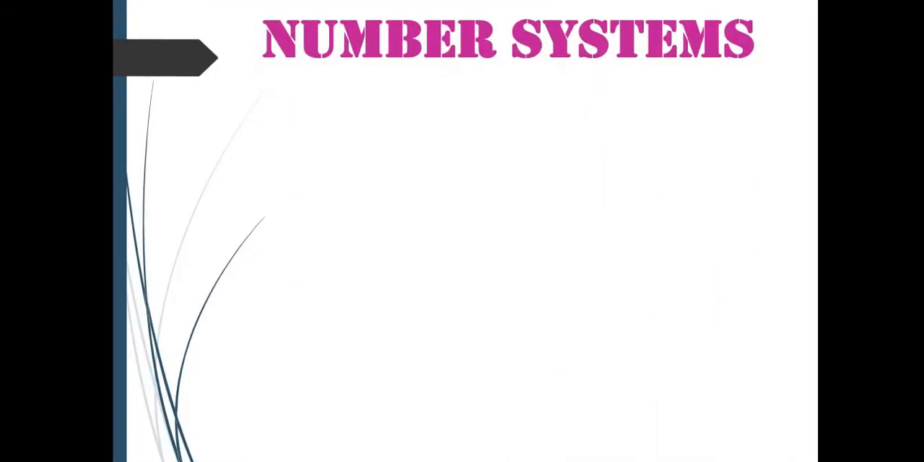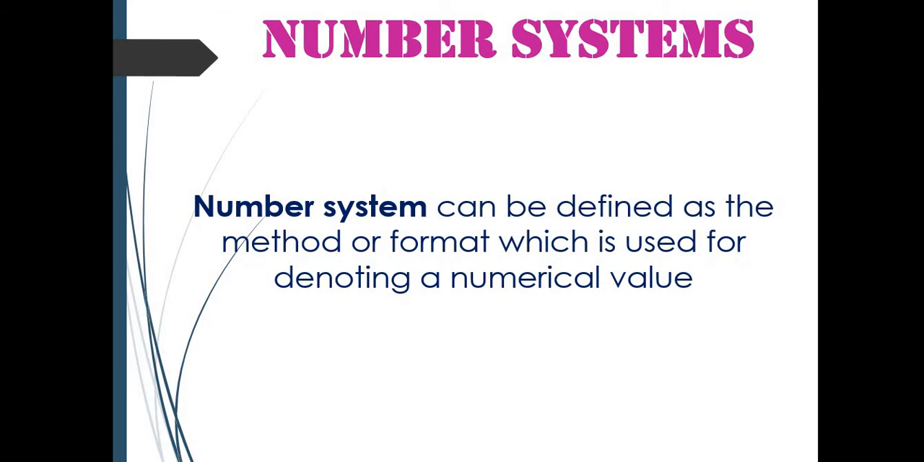Okay, so let's start with the definition of number system. As you know, the number system was used so many years back, and when humans learned numbers, they started learning calculations. So the computer is an electronic machine, but it is also made for calculation. The basic purpose of computing is calculations, and it is all based on numbers. So the number system is basically used for defining the method or format which we use for generating a numerical value.